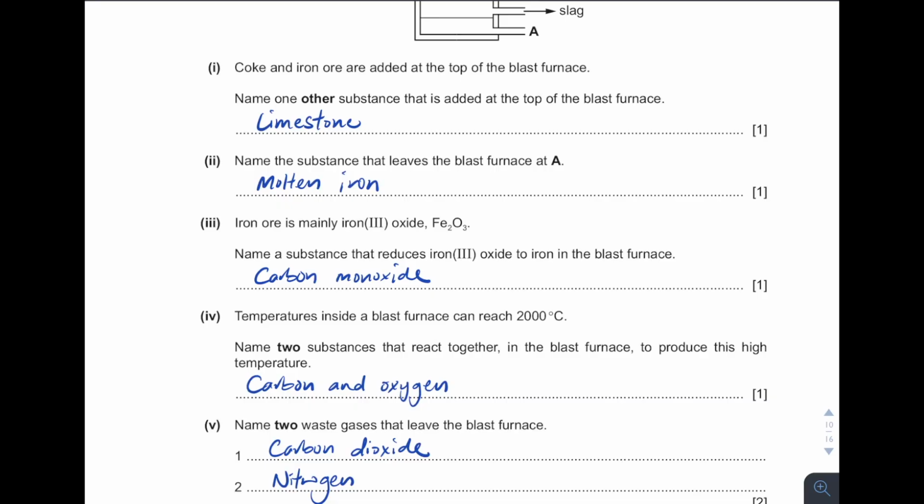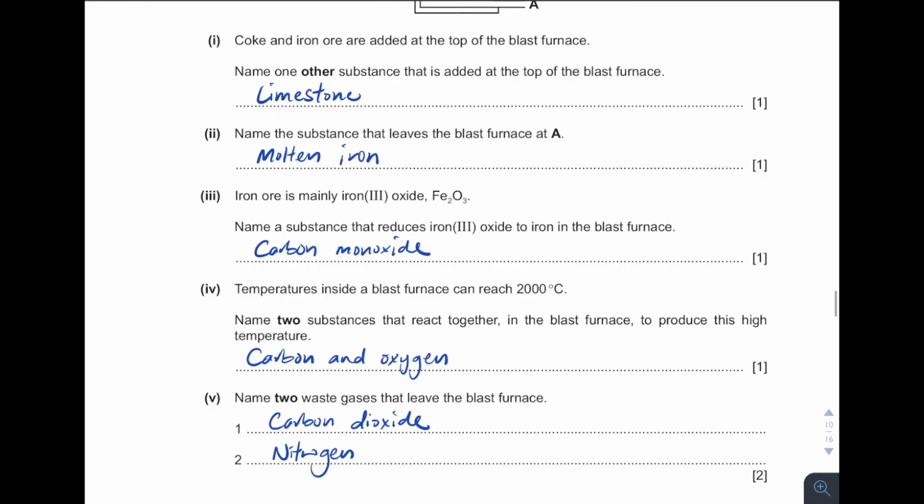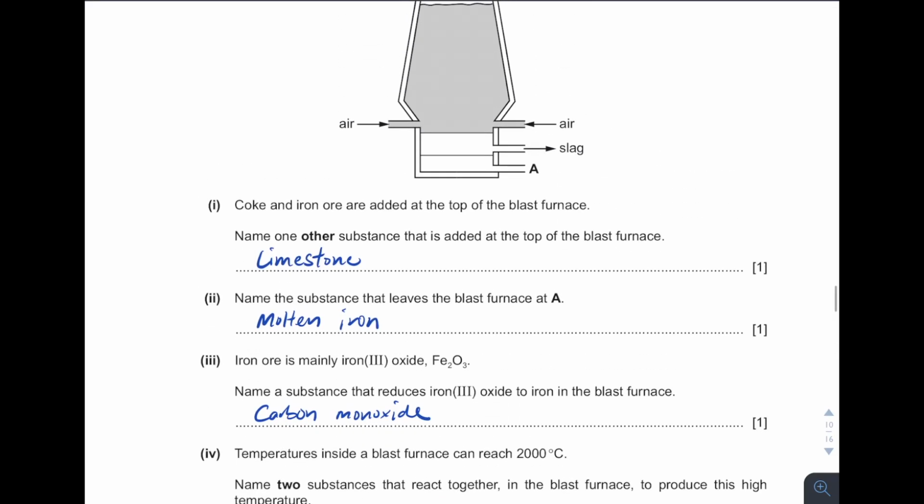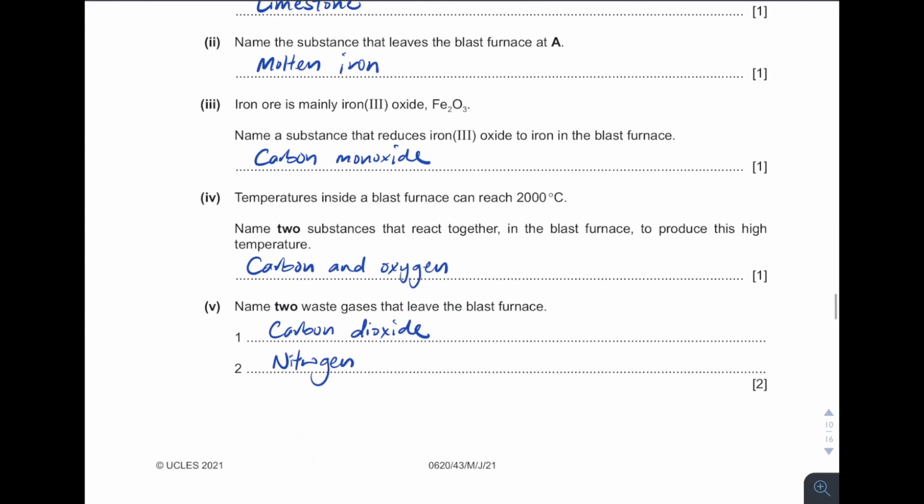Then two waste gases. Remember, the reduction of hematite with carbon monoxide produces carbon dioxide gas. So carbon dioxide gas is a waste gas that is produced. Another is nitrogen. Air enters the furnace, but we need only oxygen. So we do not need nitrogen at all. So nitrogen will just leave the furnace as a waste gas. So the answer is carbon dioxide and nitrogen gas.